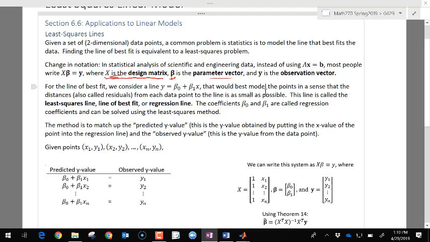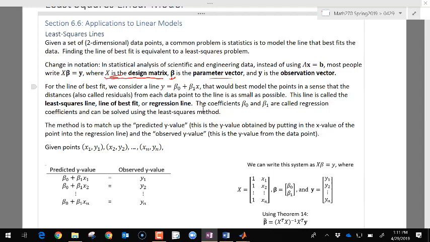This is the best model of points in the sense that it gives the shortest distance between the two vectors we're looking for, the y vector and whatever vector is involved. This line is called the least squares line, the line of best fit, or the regression line. It's interchangeable, and we say that in statistics as well. So the coefficients beta naught and beta 1 are called regression coefficients and can be solved using the least squares methods. This is like your x1, x2, or your c1, c2, however you want to consider it.